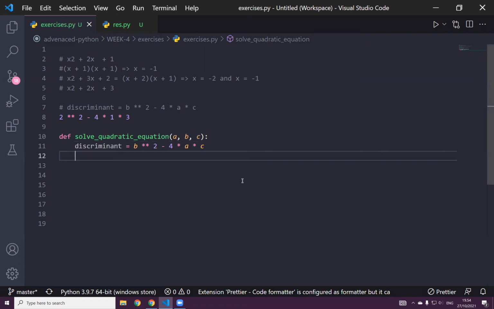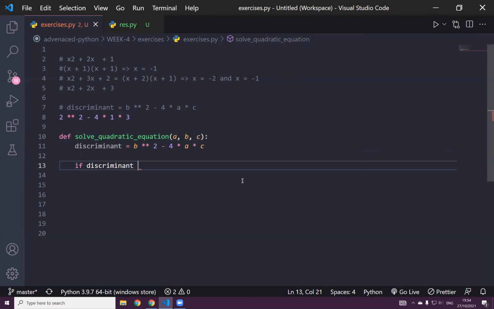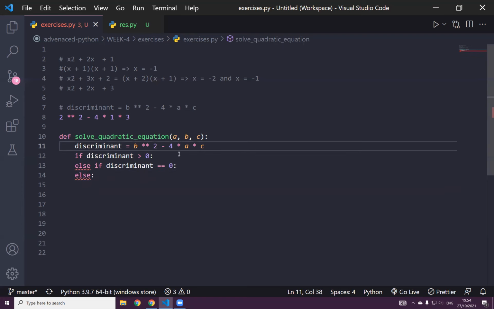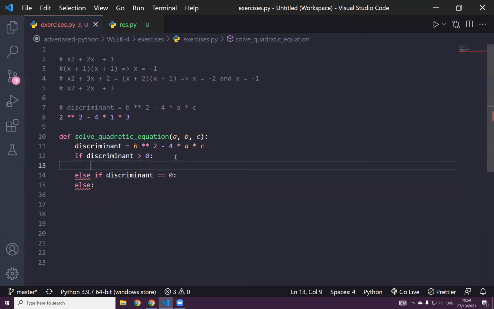Then I can do a logic as Johnson did. If the discriminant is greater than 0, I will have two solutions. Else, if the discriminant is equal to 0, I will have one solution. Else, I will not have anything. Then how do we calculate the solution set here?